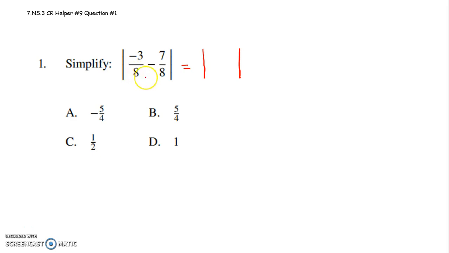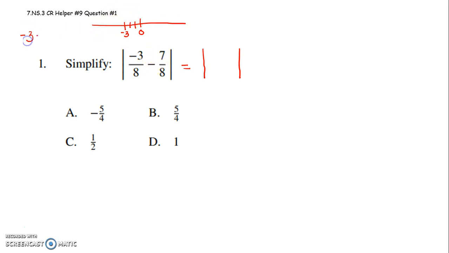And here's the nice part about this. You have a common denominator already. So all we're going to do is focus on our numerators. -3 minus 7. Some of you in your mind might think of a number line and you're like, okay, I'm going to start at -3. I'm at -3. And then minus 7. I'm going to move left 7.